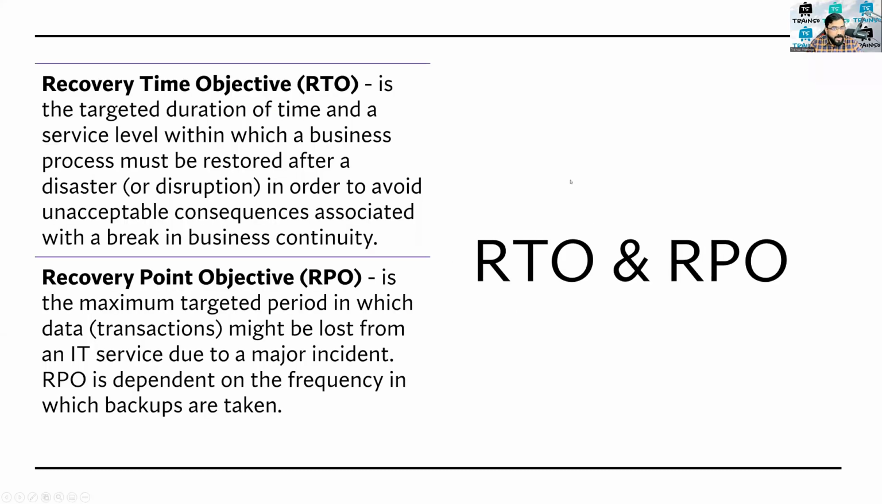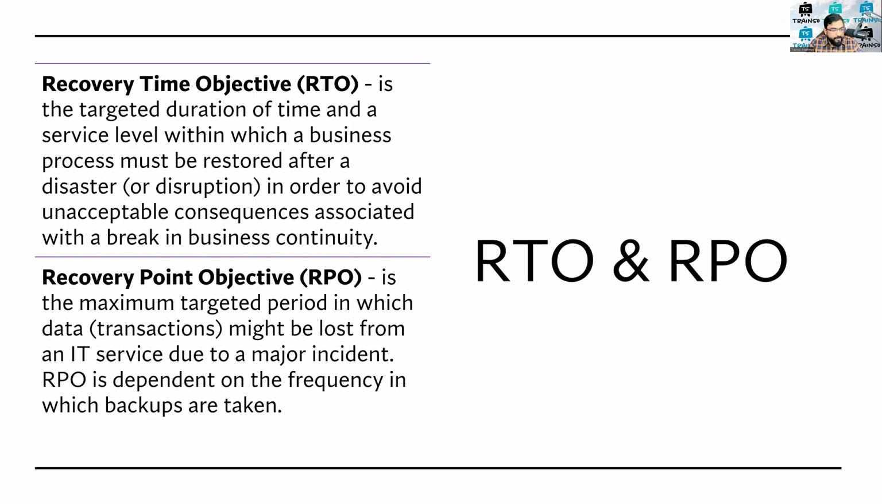Recovery time objective, or RTO, is the targeted duration of time and a service level within which a business process must be restored after a disaster or disruption in order to avoid unacceptable consequences associated with a break in business continuity. Without affecting the business, how much downtime is okay. Recovery point objective is the maximum targeted period in which the data might be lost from an IT service due to a major incident.